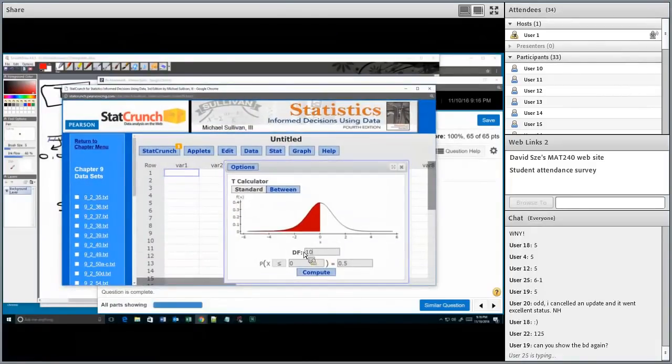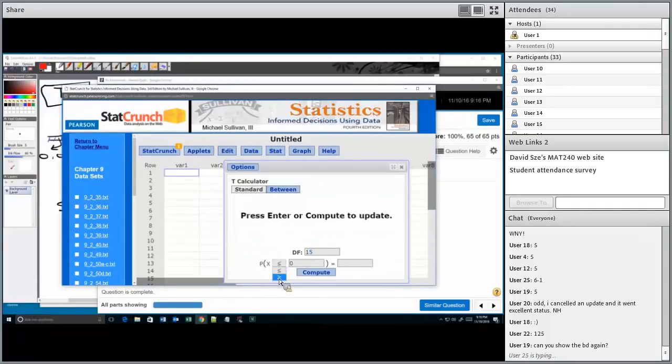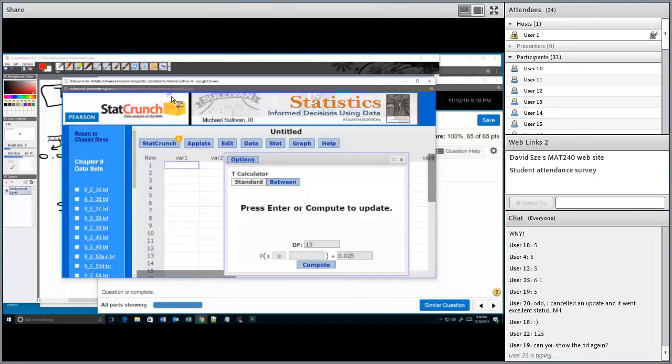Okay, so df, I'll just put 15 here. My area is on the right side, and the area on the right side is 0.025, right? So 0.025 to the right, and if I hit compute, I will get 2.131. Okay, this part is just like the z distribution.